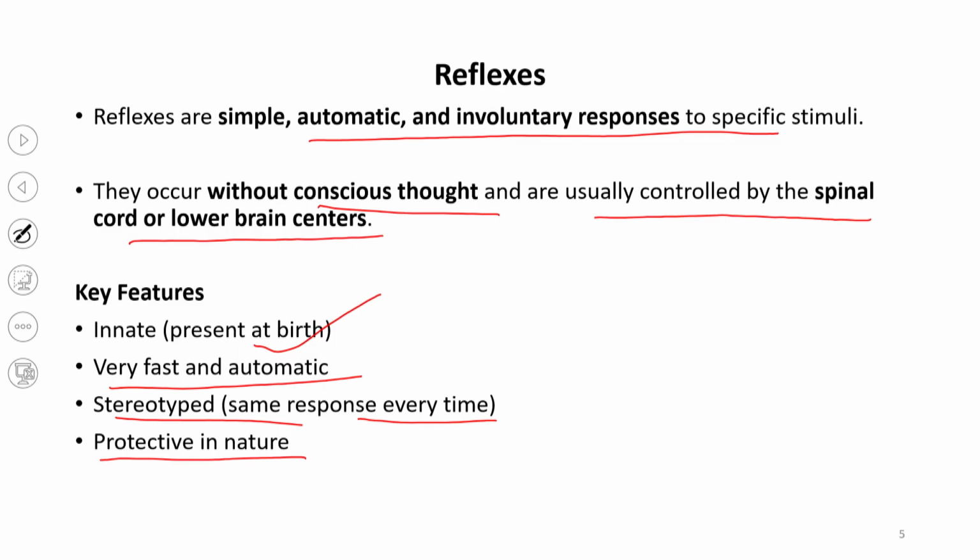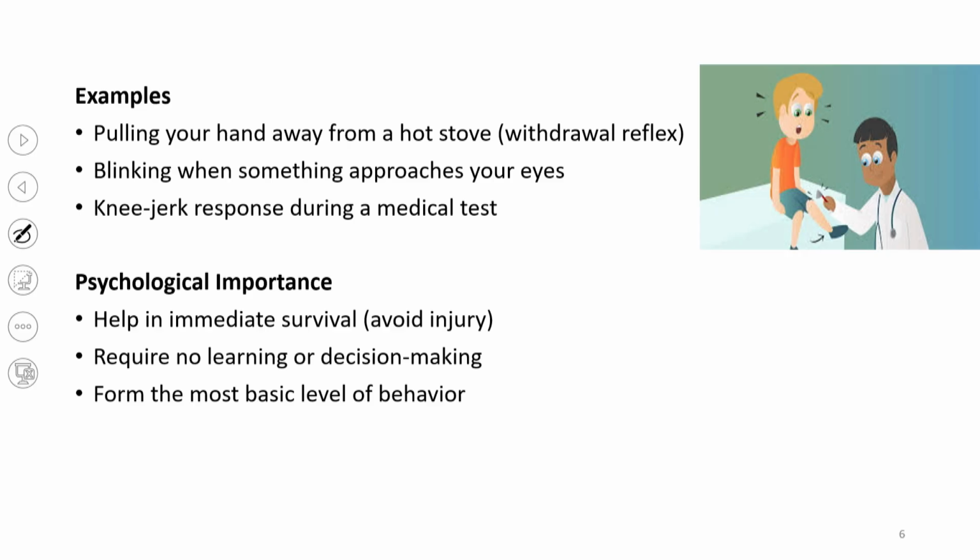For example, pulling your hand away from a hot stove. If your hand accidentally goes towards the fire, you simply pull it back. You do not have to think about it, the body responds automatically. The moment any part of the body goes near fire or any hot substance, we automatically pull it away, and the body responds to it by itself. So, this is an example of reflexes. Another example, blinking when something approaches your eyes.